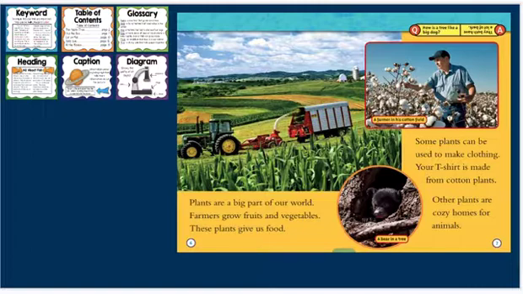Plants are a big part of our world. Farmers grow fruits and vegetables. These plants give us food. Some plants can be used to make clothing. Your t-shirt is made from cotton plants. Other plants are cozy homes for animals. So here, it says a bear in a tree. So that's a caption underneath the picture, right? A farmer in his cotton field. So here's the photograph, and then here's the caption underneath.